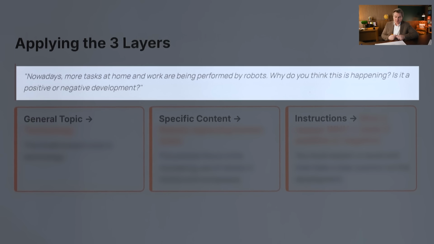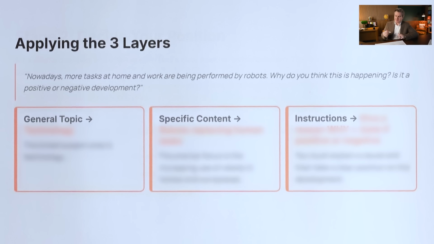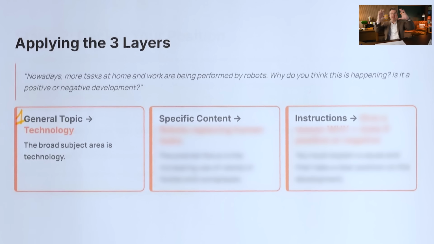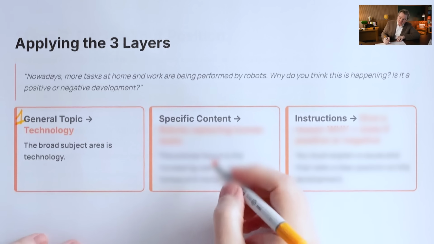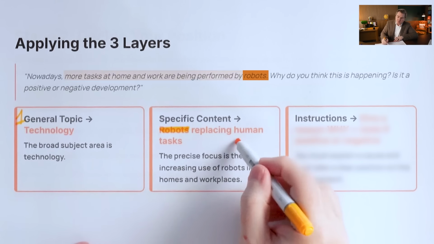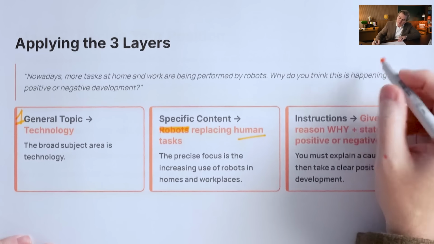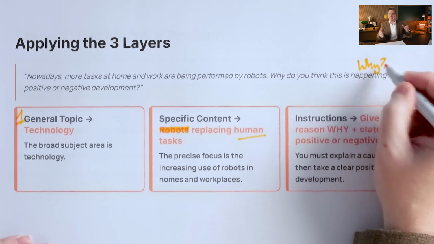Is it a positive or negative development? Let's use this 3-step system. Step 1, what is the general topic? Well, the general topic is technology. Within that big topic, they want you to write about not just robots, but how robots might replace humans at home and at work. And then if we look at the instruction words, they want you to say, why is this happening? Is it good?